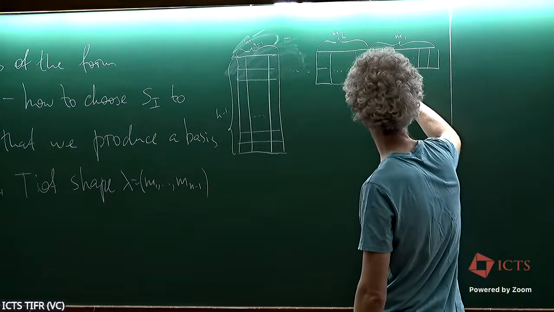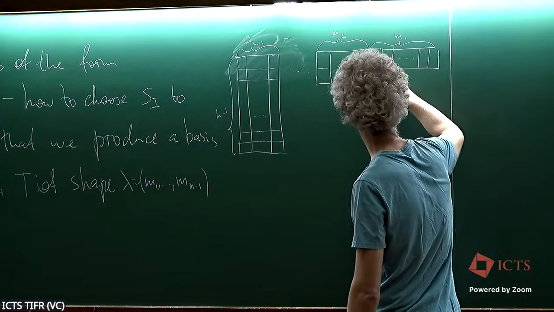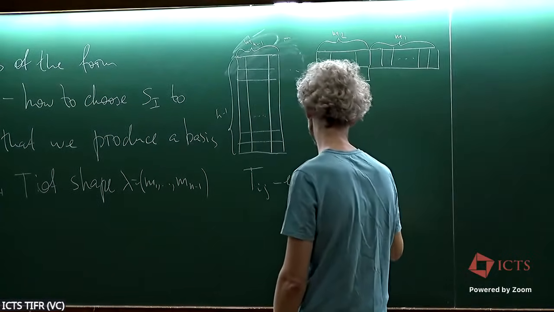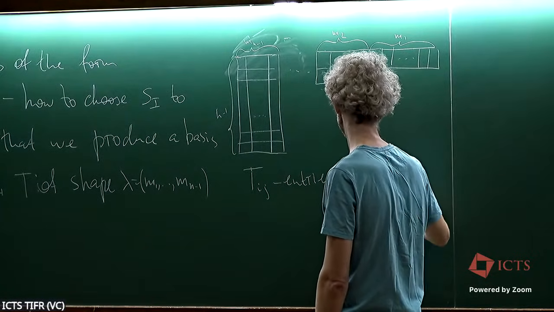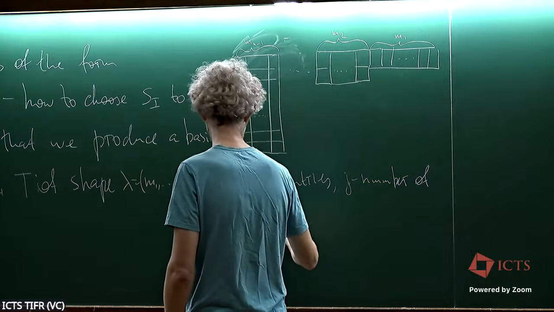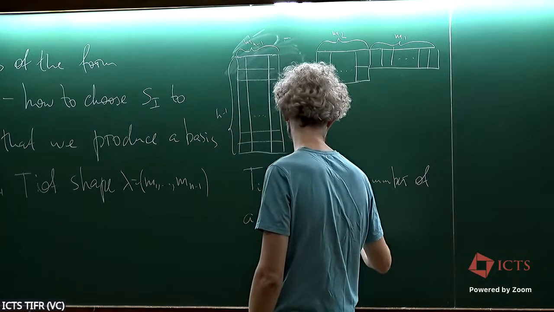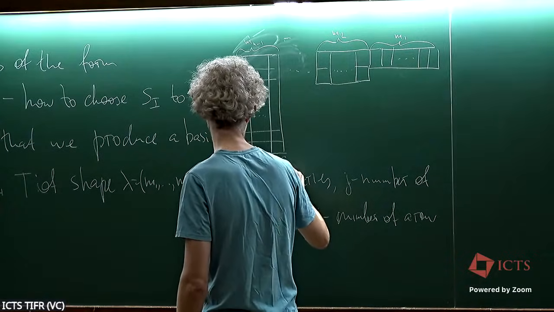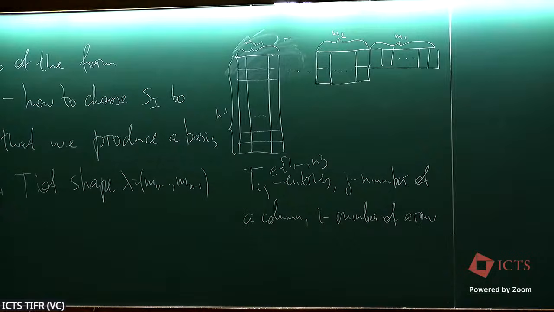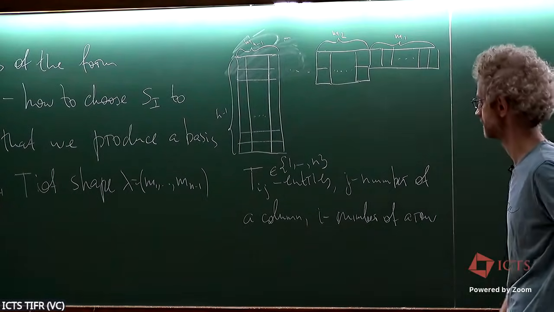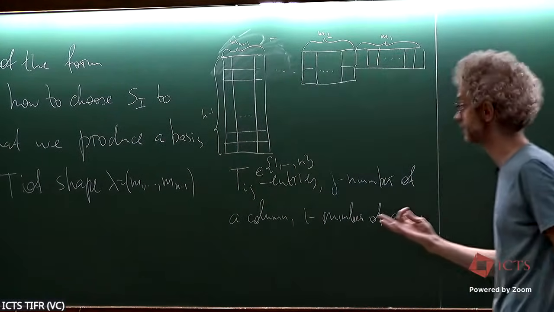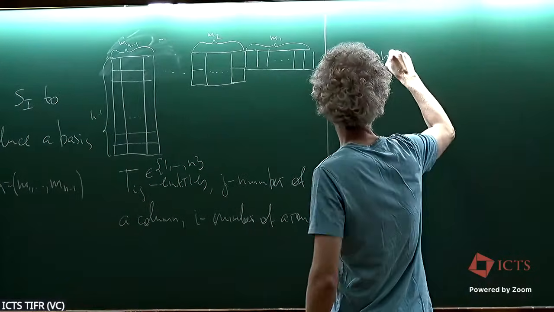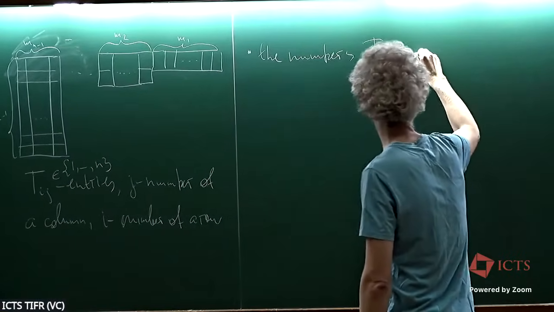And then what we do, we put numbers here. So this is T, and then I put T_{i,j}, so these are entries. So j is the number of the column, and i is the number of the row. And these T_{i,j} are from the set from 1 to n. Okay, so why do I want that? Just because I want to label my basis elements by such tableaux in a very simple way. So there is a requirement that the numbers T_{i,j} increase strictly.